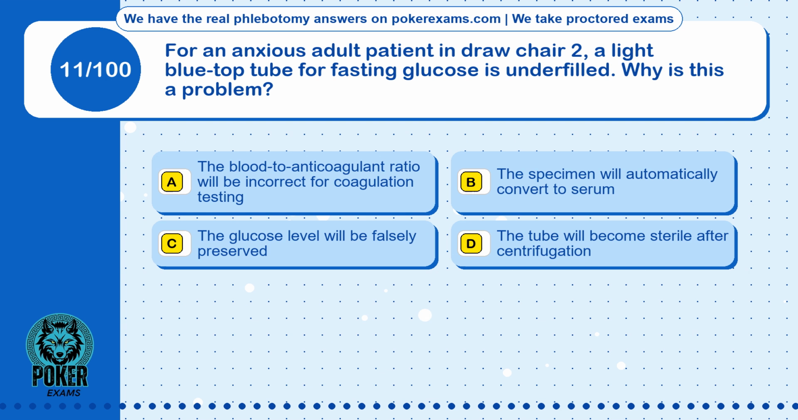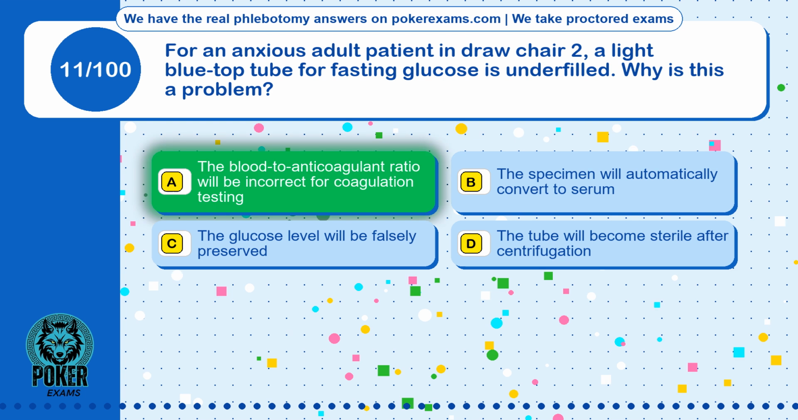Question 11. For an anxious adult patient in draw chair 2, a light blue top tube for fasting glucose is underfilled. Why is this a problem? Option A. The blood to anticoagulant ratio will be incorrect for coagulation testing. Option B. The specimen will automatically convert to serum. Option C. The glucose level will be falsely preserved. Option D. The tube will become sterile after centrifugation.